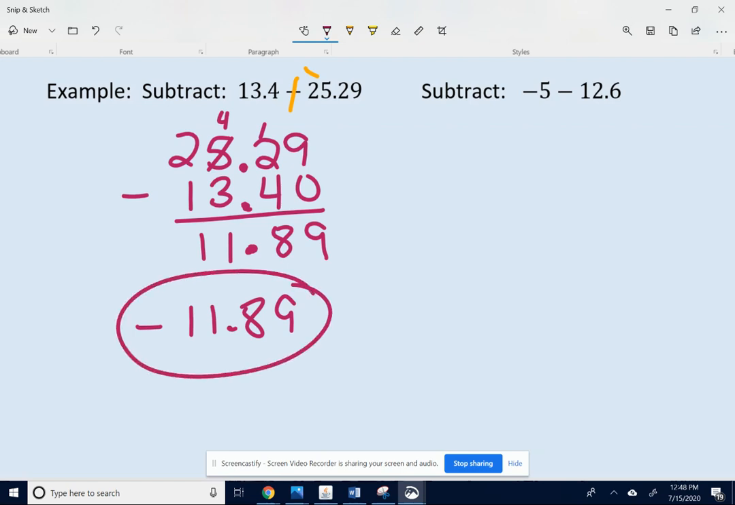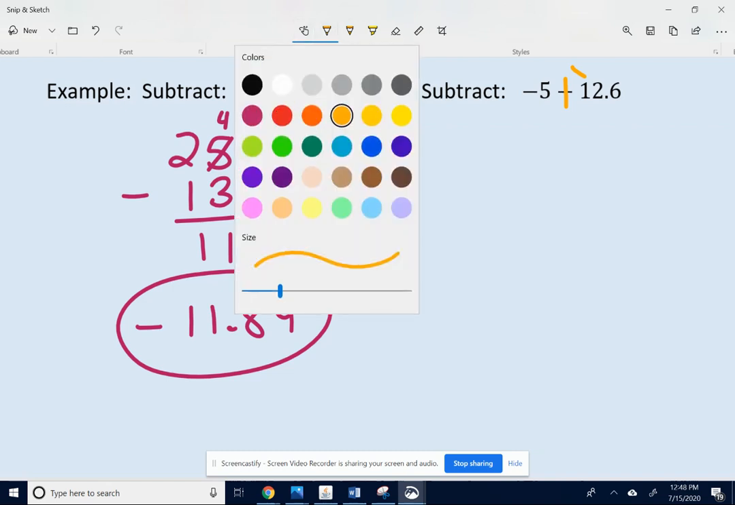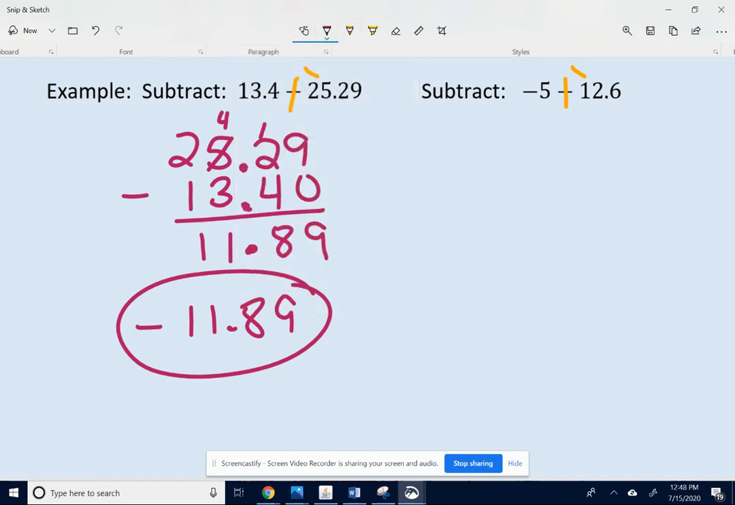The next one, subtract negative 5 minus 12.6. Again, same change opposite if you need to. Negative 5 stays the same. Change subtract to add. The opposite of 12.6 is negative 12.6. We have a negative plus a negative, so the signs are the same. When the signs are the same, we add them up and keep the sign. So we're going to add these two up.